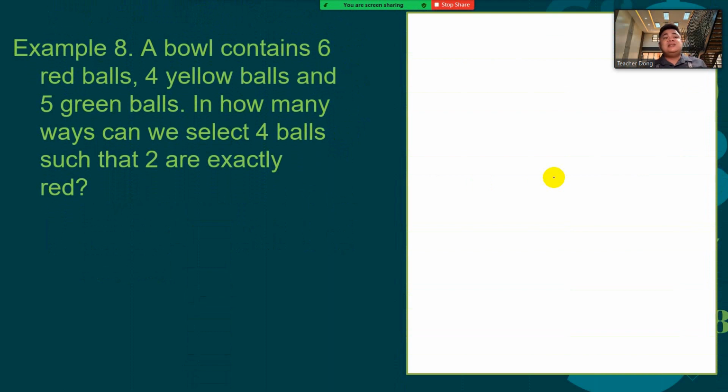A bowl contains 6 red balls, 4 yellow balls, and 5 green balls. In how many ways can we select 4 balls wherein 2 are exactly red? So that's the restriction. Among the 4 balls, 2 must be red. But we have 3 varieties. We have 6 red balls. So from the 6 red balls, according to the question, we have to have exactly 2 red.